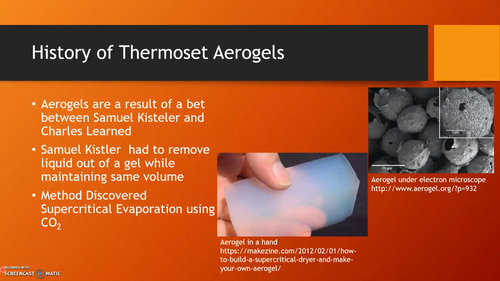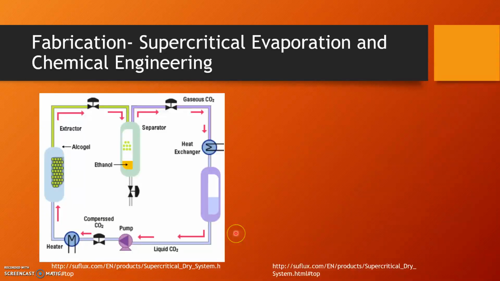The image on the right is an electron microscope image of the pores of a thermoset aerogel. This is what gives a thermoset aerogel its insulating properties. And the image on the left is a thermoset aerogel in the scientist's hand.